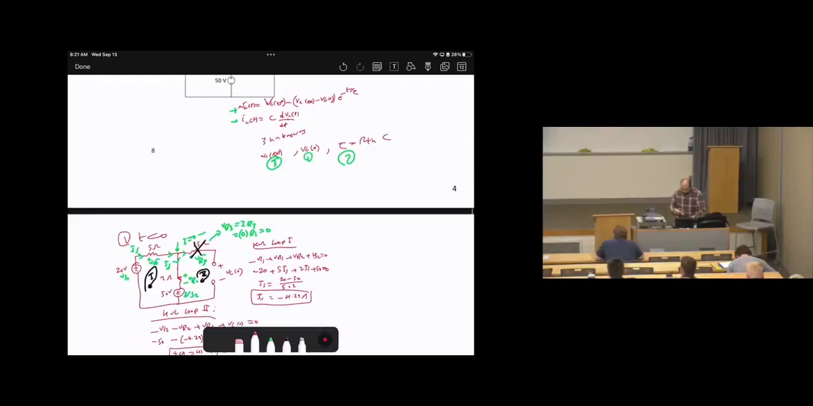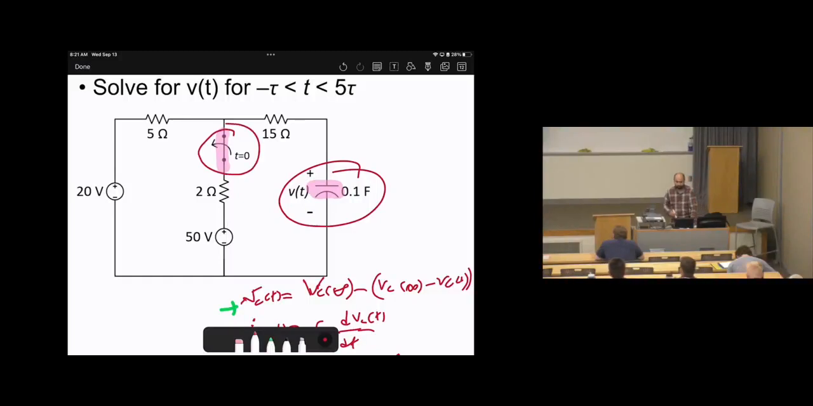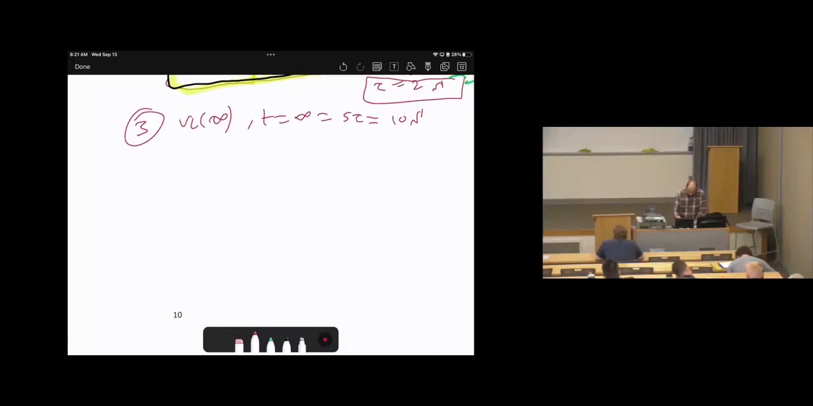So what should I do? Look at the circuit. I'm going to replace the capacitor by an open circuit and apply the new switch status, which is open. That's what I'm going to do. So let me redraw it. Here is plus minus 20 volts, 5 ohms, then the new switch status, which is open. Then here is the 2 ohms resistor, then 50 volts.